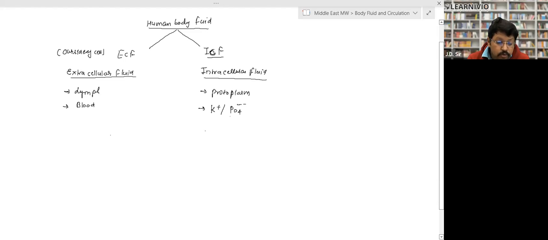Sodium and chloride ions are important constituent of ECF. Next, very important point, make a star.